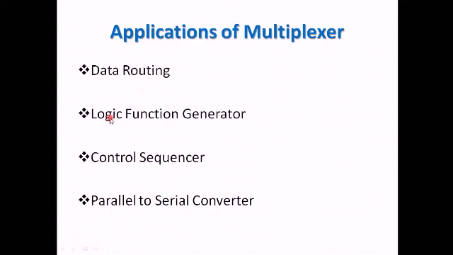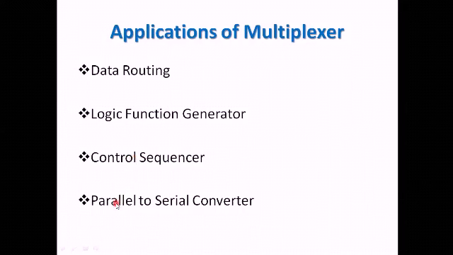Next is the logic function generator. It is used to implement logic functions in some of the products directly from a truth table without the need for simplification. The logic variables are used as the select inputs, and each data input is connected permanently high or low, as we have seen in the case of the full adder, which we have implemented using the multiplexer. Next is the control sequencer. A multiplexer can also be used as a part of the control sequencer.